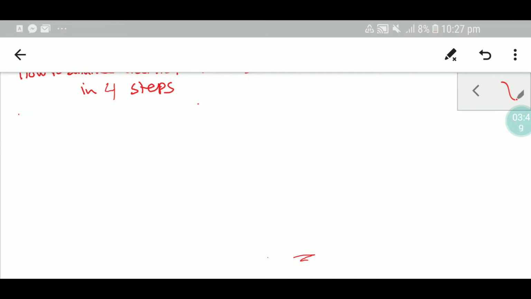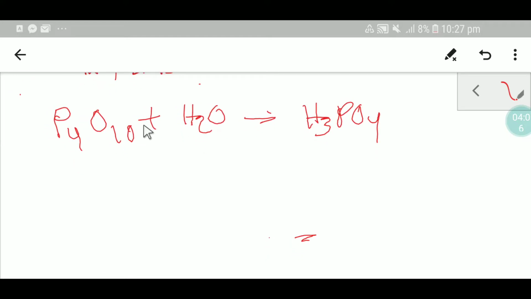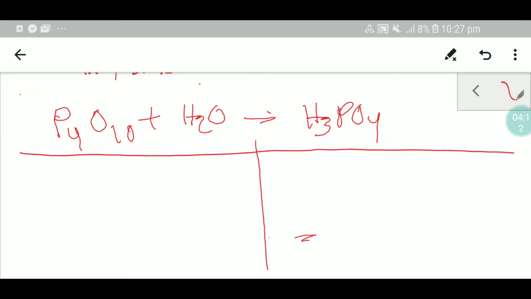Okay, our second example is P4O10 plus water, that gives us phosphoric acid, H3PO4. To balance this reaction, what will I do? In the first step, I have to draw a table like this. Then I will get 2 sides. One is the reactant side and another is the product side.